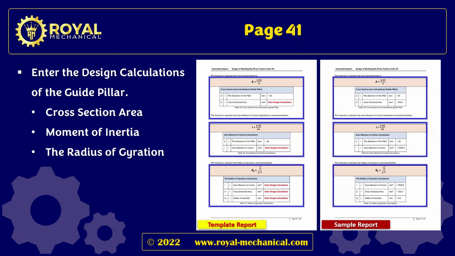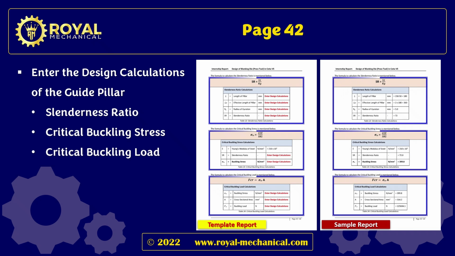On page 41, enter the design calculations related to the cross-section area, the moment of inertia, and the radius of gyration of the guide pillar. On page 42, enter the design calculations related to the slenderness ratio, critical buckling stress, and critical buckling load of the guide pillar.